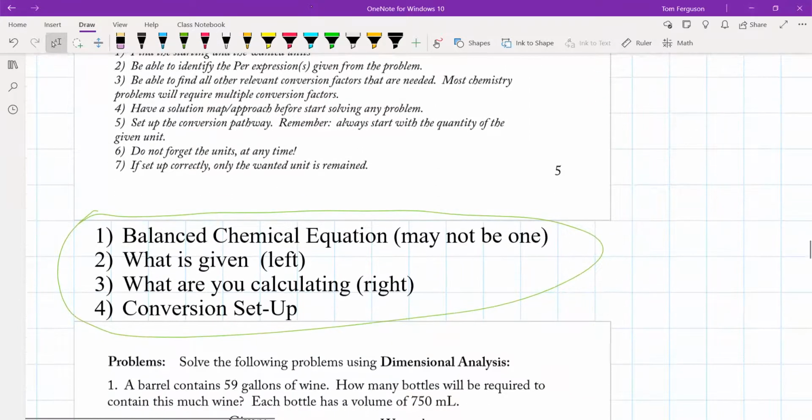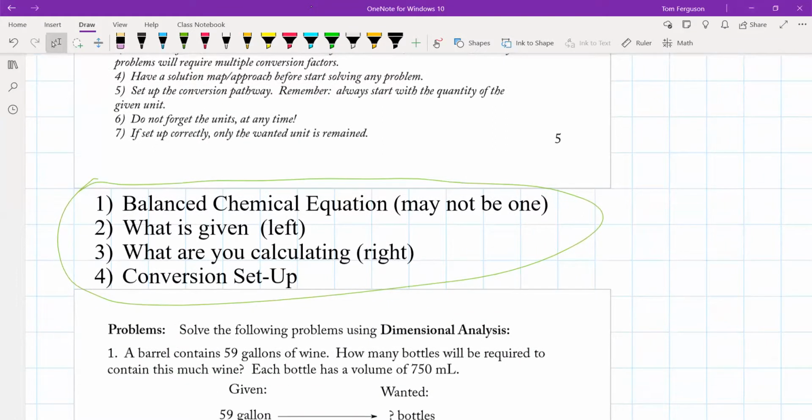Okay, but it always boils down to the 4 steps again. Is it a balanced equation? That's unit 5, not unit 1, so we get to ignore step 1. Step 2 is what's given. Step 3 is what are you calculating? And then the conversions.